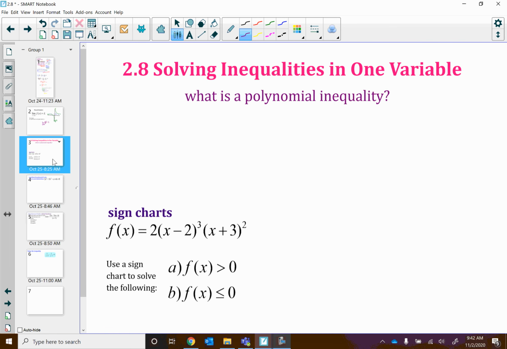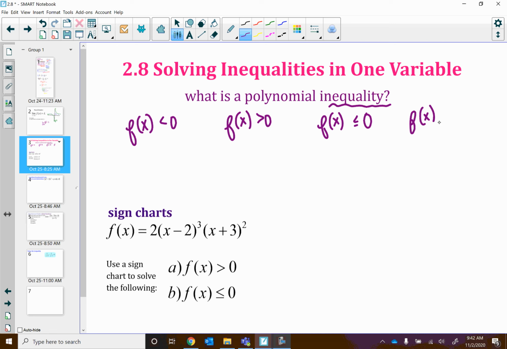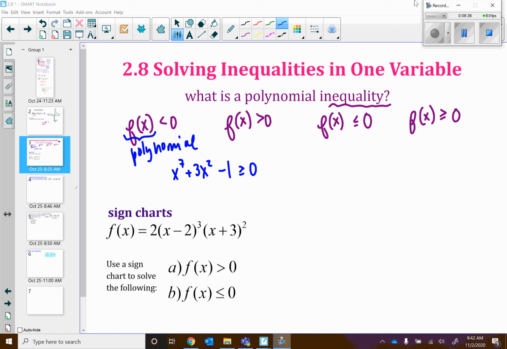And then let's talk about section 2.8. So 2.8 is honestly the same idea as 2.7, but we just add into it that we're not just doing this on equations with an equal sign, but with inequalities. So what is a polynomial inequality? It's when we have a function that's either less than 0, greater than 0, less than or equal to 0, or greater than or equal to 0, right? These inequality symbols, where f of x is a polynomial. So this could look like x to the 7th plus 3x squared minus 1 is greater than or equal to 0. That's an example of a polynomial inequality.